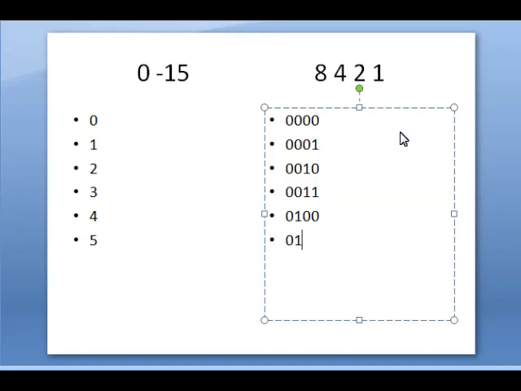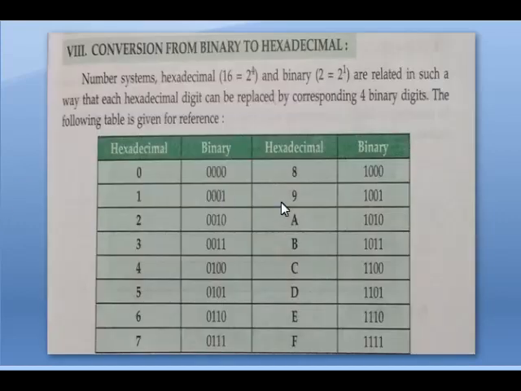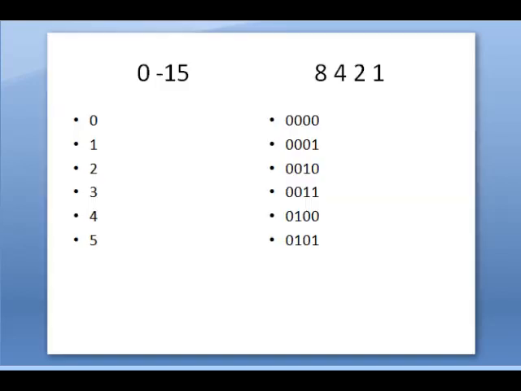Okay, like this you have to write for numbers 0 to 15. I think this is very easy to understand. There is no need to memorize this table or this chart. If you memorize the binary numbers, there is a chance to make mistakes. If you understand like this, it is very easy to write the binary equivalent of the decimal values.